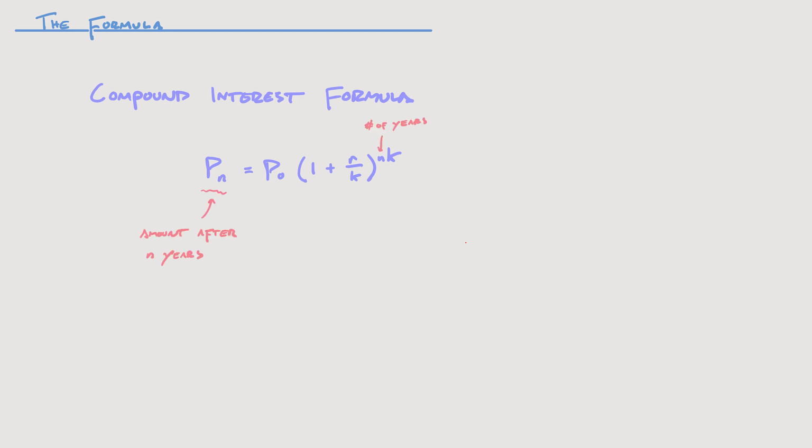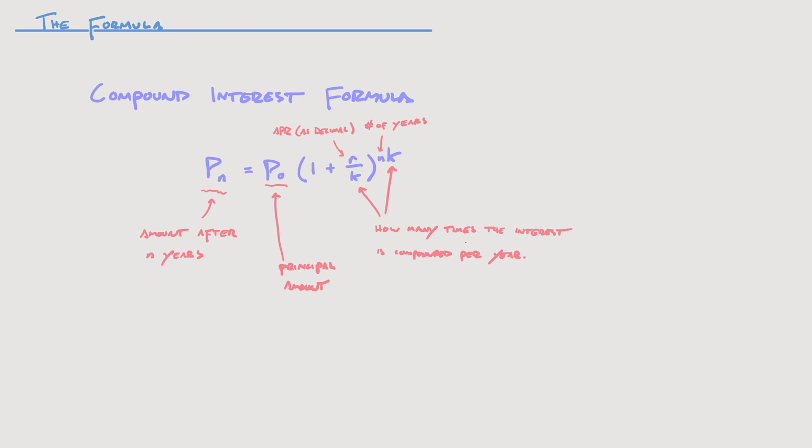Well, P sub n, that's the amount after n years. So n represents a number of years. P sub 0 is the same as it was for simple interest, so it's our principal amount. K is how many times the interest is compounded per year. So quarterly meant that we used 4. It could be monthly, in which case you'd use 12. It could be yearly, in which case K would be 1. Maybe it's daily, in which case it's 365.